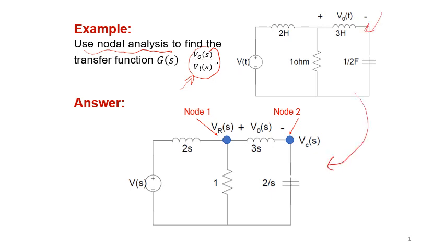We will convert it to Laplace, as you see here. So this quantity will be 2s. 2 Henry become 2s, 1 ohm become 1, 3 Henry become 3s, and 1 over 2 farad, I mean half farad, will be equal to 2 over s. We are going to assign node number 1 here. This is node number 1 and this is node number 2 as indicated, and we will apply the nodal analysis as you will see in the next slide.